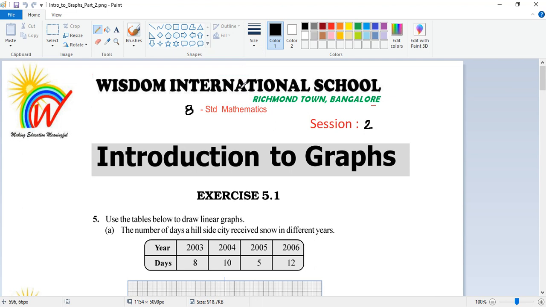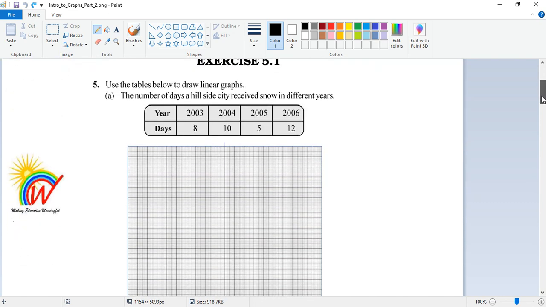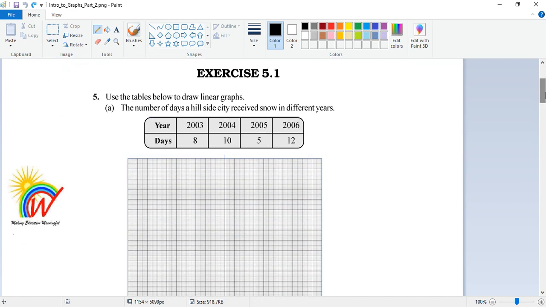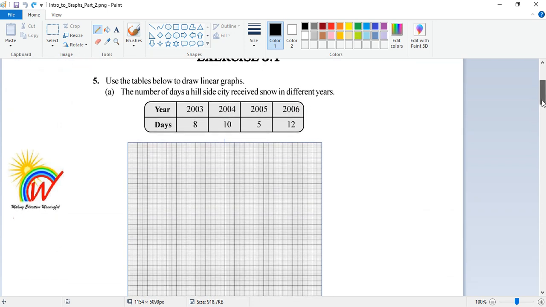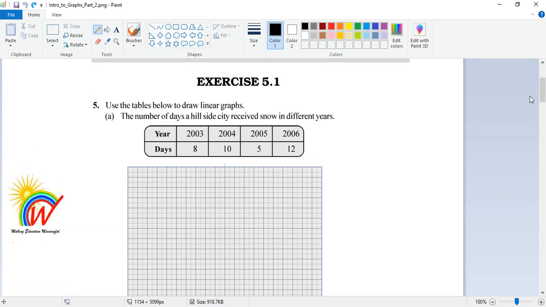Children, we had started with exercise 5.1 in the previous session in introduction to graphs, right? So there are a few more problems in this exercise which I wanted to go through with you. So come to question number 5. Here you are supposed to draw the graph. I'm going to show you how to draw the graph. Questions like drawing the graph, you have to do in your graph notebook only.